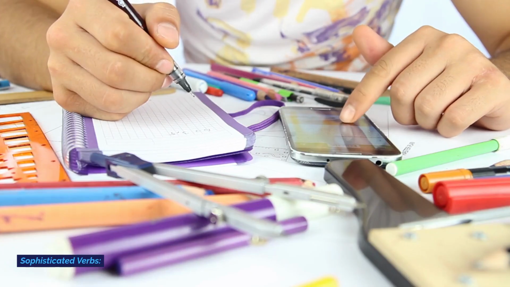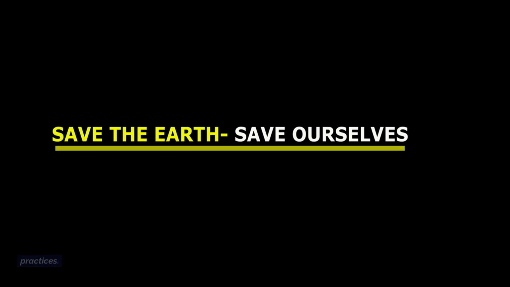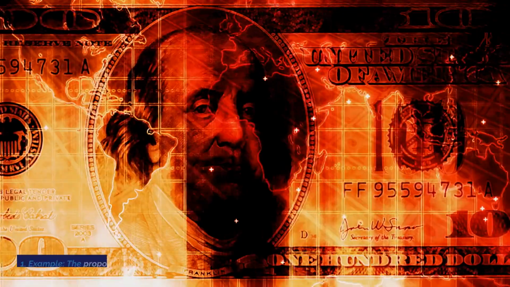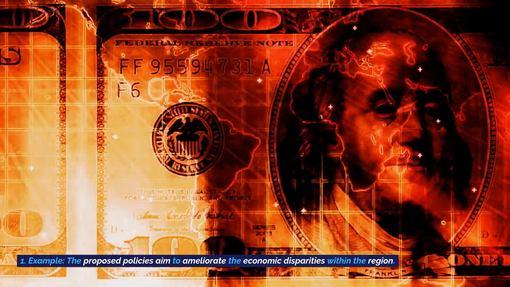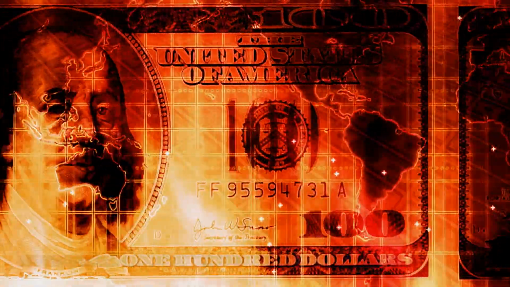2. Sophisticated verbs. Mitigate. Example: Efforts were made to mitigate the impact of climate change through sustainable practices. Ameliorate. Example: The proposed policies aim to ameliorate the economic disparities within the region.